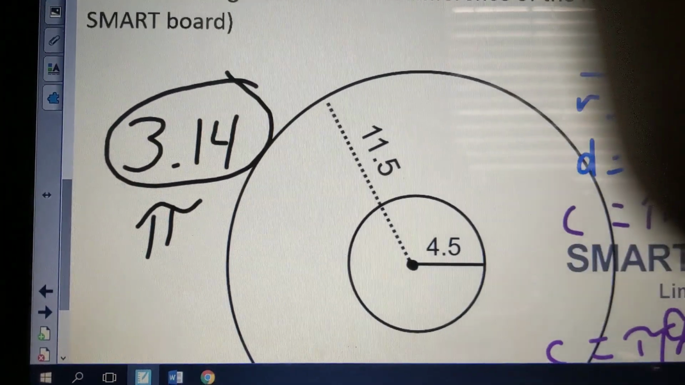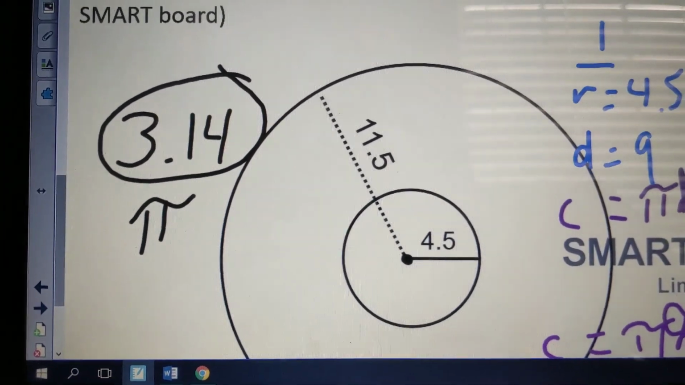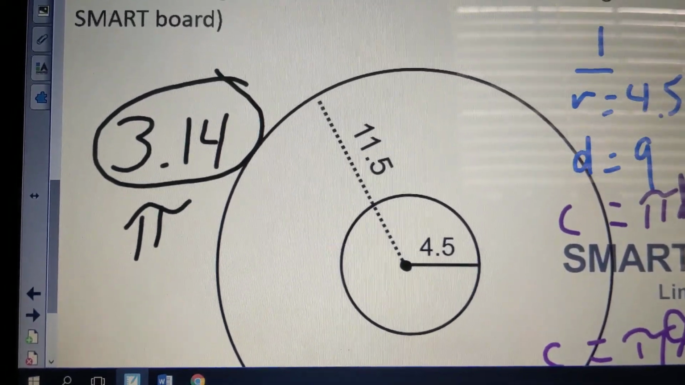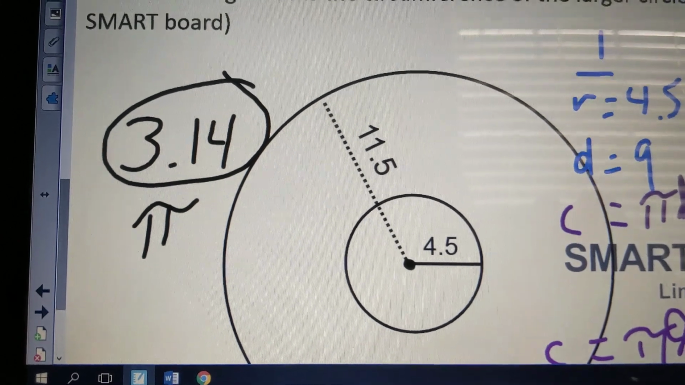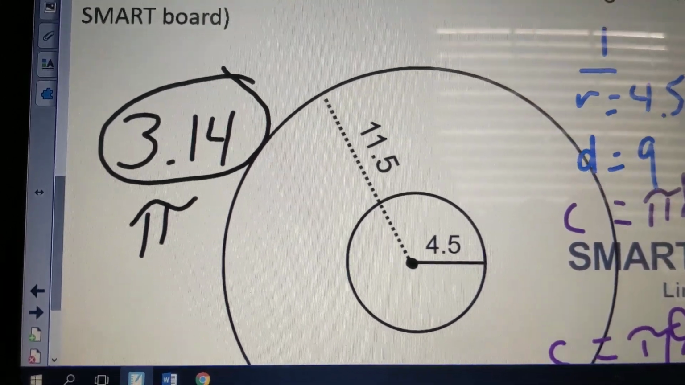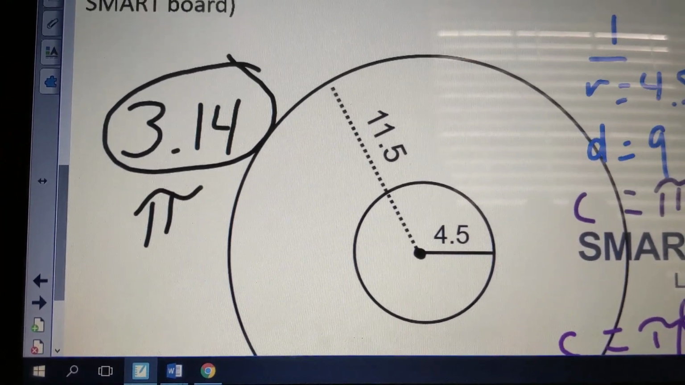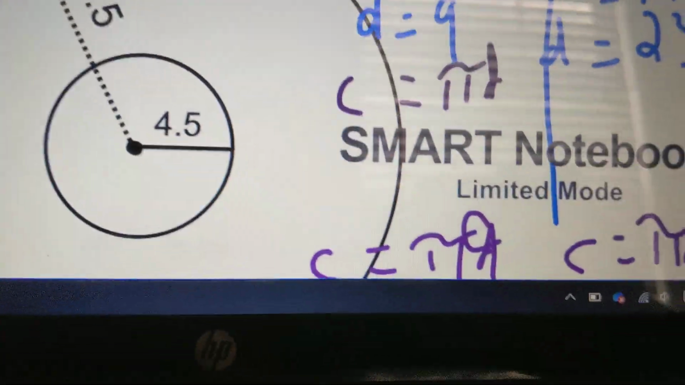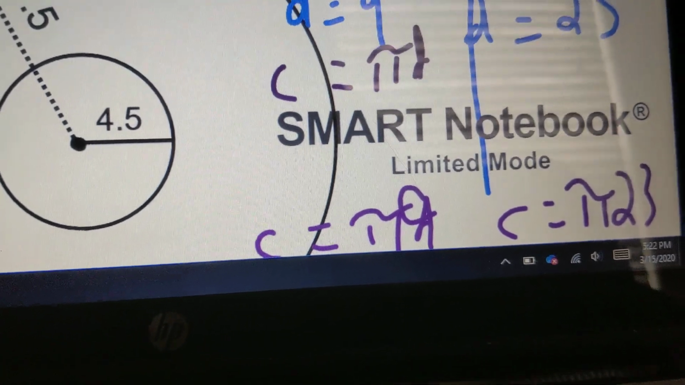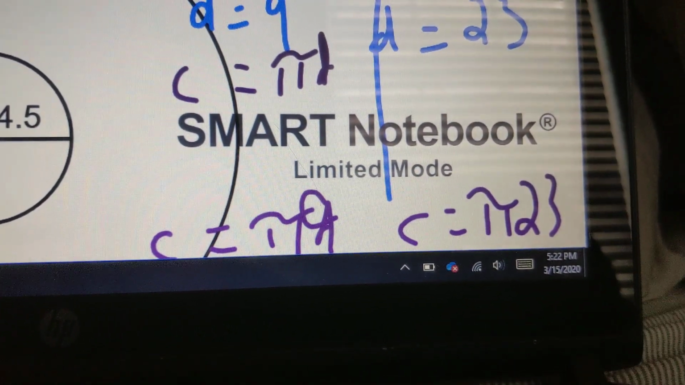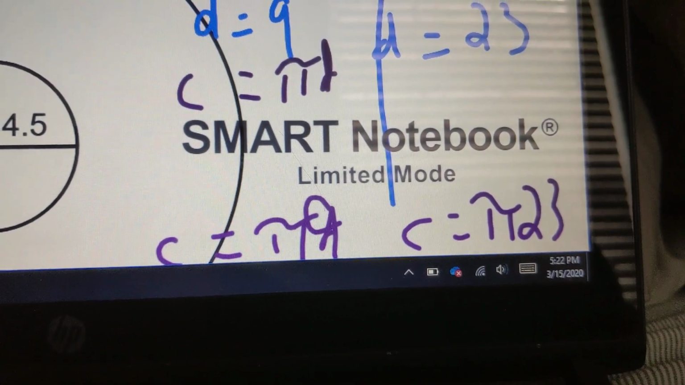Now, because you're not at school, the blue calculators we use in school have a pi button. However, any calculator, even one on your phone, has a decimal. So if your calculator does not have a pi button, for the rest of this week, use 3.14 as pi. So to find the circumference of the first circle, you do 3.14 times 9. To find the circumference of the second circle, you do 3.14 times 23.